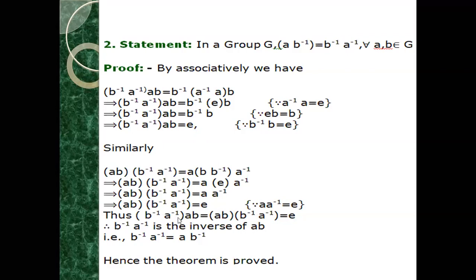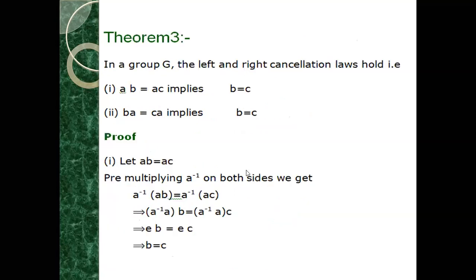So this is of the form, suppose we consider this is equal to A, this is equal to B. So AB is equal to BA is equal to E form. This is the inverse law. From this we say that AB is the inverse element of B inverse A inverse. This can be written B inverse A inverse is equal to AB whole inverse. So hence the theorem.